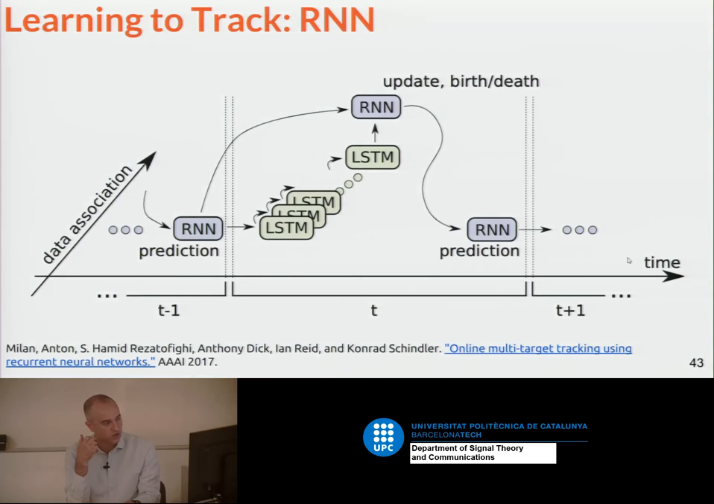Then there was this other work, which is closer to what we would expect. And it's a nice effort. But if you read it, you'll notice that they have very interesting ideas, but they are not fully solving the problem of end-to-end tracking with a recurrent neural network.